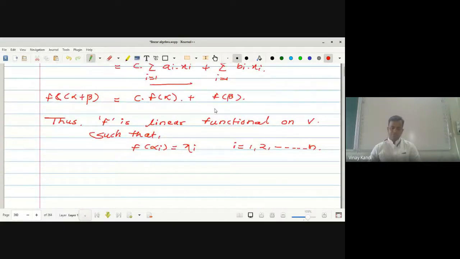Now in the fifth step, the uniqueness. We have to prove the uniqueness.